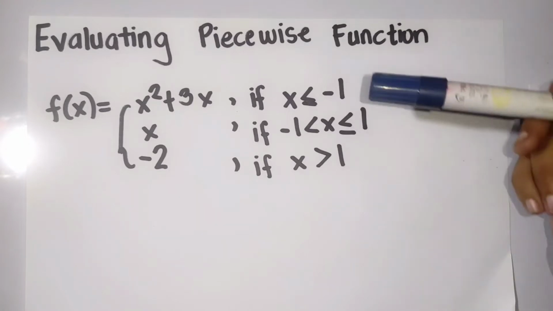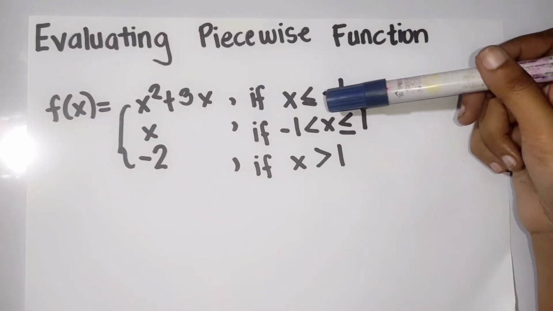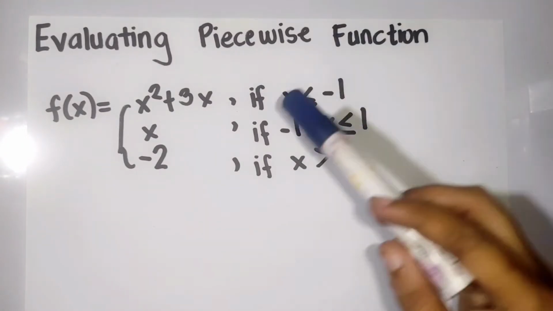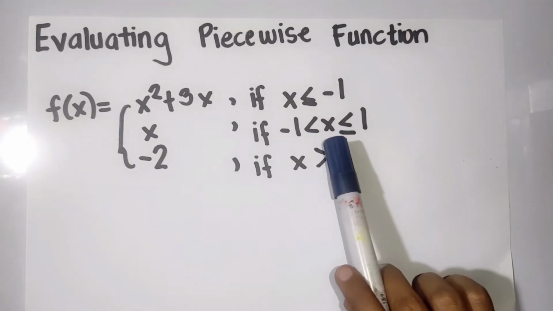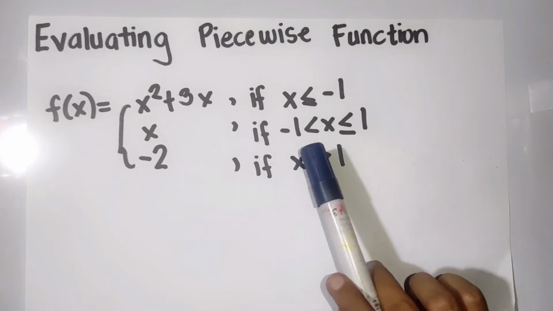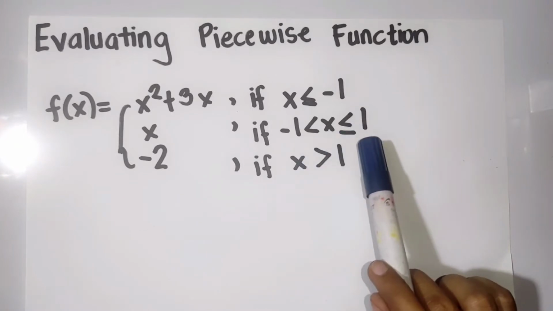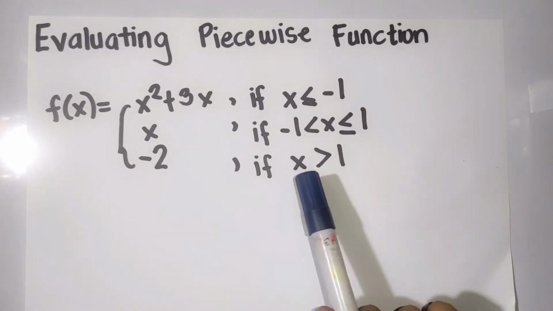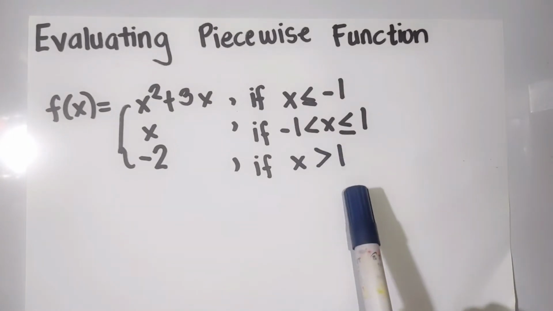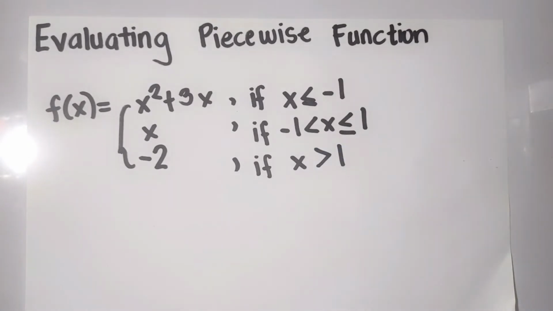First is, if x is less than or equal to negative 1, we will use x squared plus 3x. If x is greater than negative 1 but less than or equal to 1, we will use x. Then if x is greater than 1, we will use negative 2. Let us have some examples.